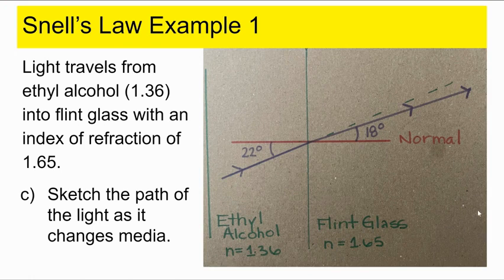So if we want to draw a diagram that represents all of the things we just solved for in this problem, we're going to need our two different mediums. Here's our first medium, ethyl alcohol, with an index of refraction of 1.36. Here's our second medium, flint glass, with an index of refraction of 1.65. At the boundary between our two mediums, we'll draw a perpendicular line, or our normal, and then we'll need to use a protractor to measure angles. Our angle of incidence should be 22 degrees away from the normal, and our angle of refraction should be 18 degrees away from the normal.